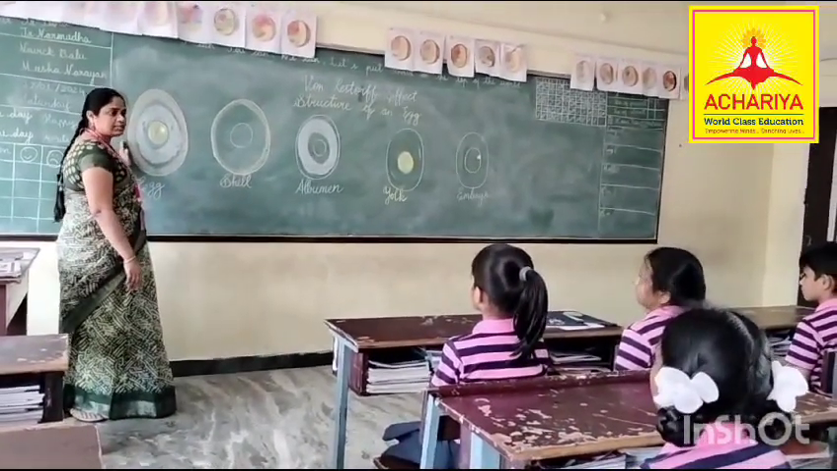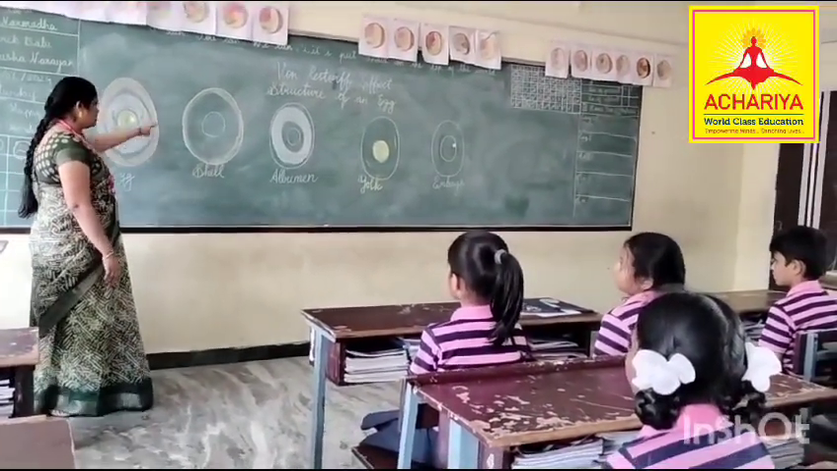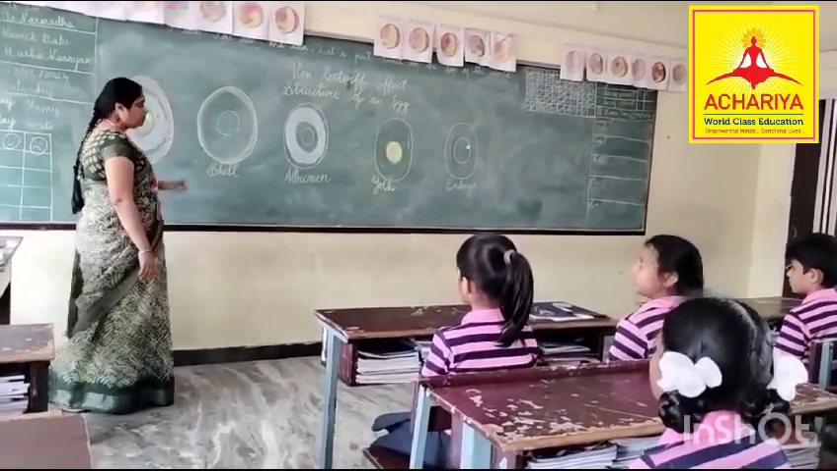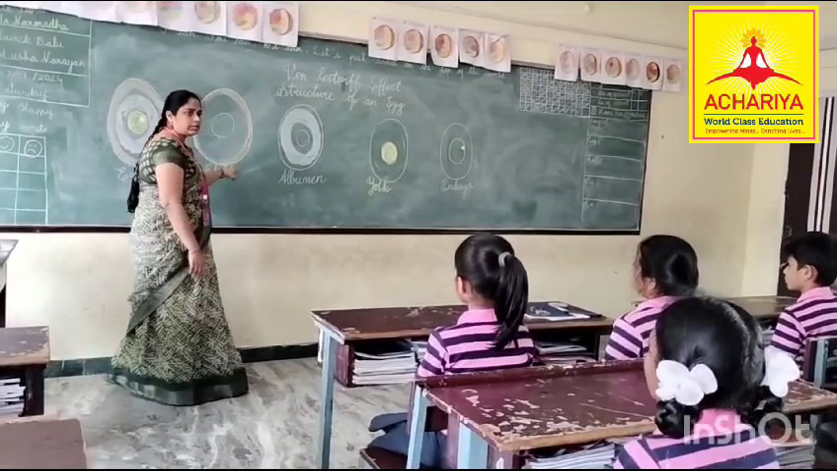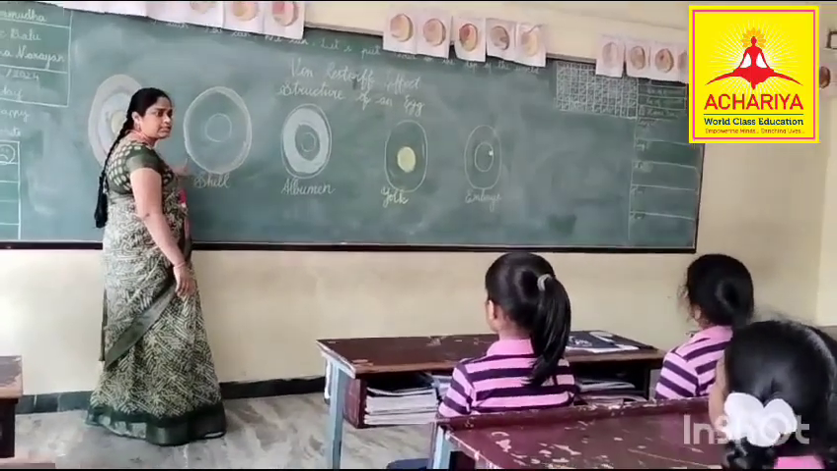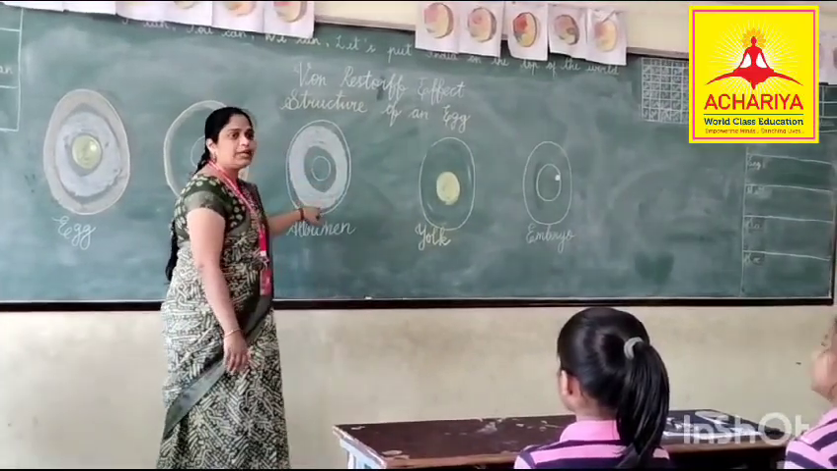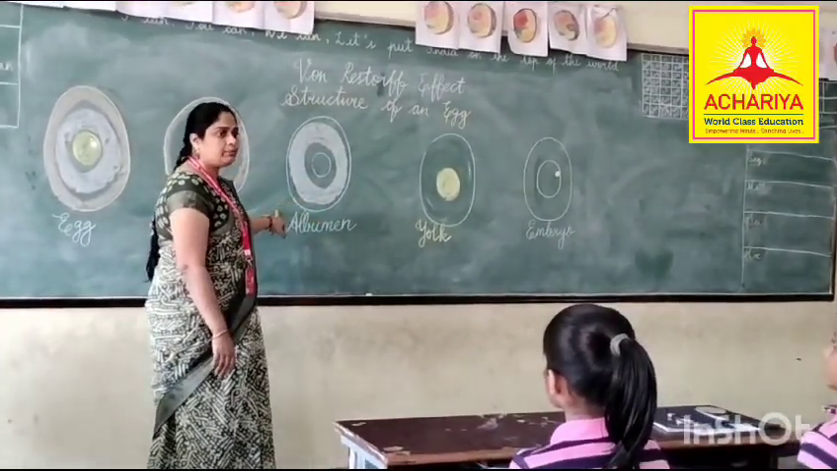It's a similar structure only. That is shell, albumen, yolk, and embryo. The outer covering, the hard outer covering, is called shell. It protects the egg. Albumen, which is present inside the egg, the white jelly-like substance, is called albumen, which is rich in protein.